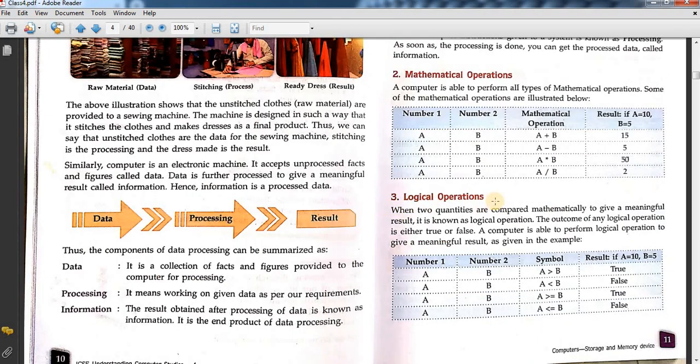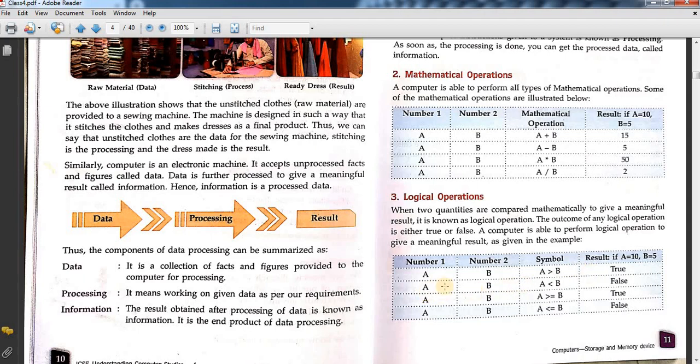Next one is logical operations. Suppose we want to compare any two values or data, then it will give you a meaningful result. That is known as a logical operation. The output of any logical operation will be either true or false. Suppose number 1 is A and number 2 is B, and we want to check if number A is greater than B or not. Suppose the value of A is 10 and B is 5. In that case we are checking if 10 is greater than 5 or not. So the output will be true.